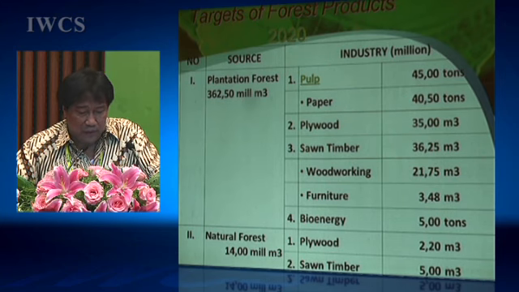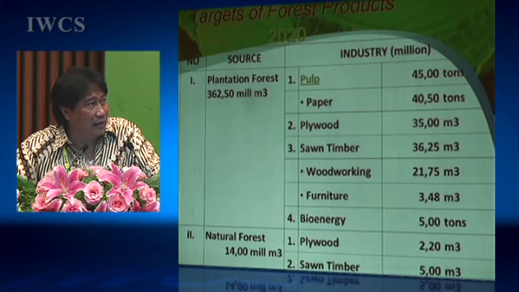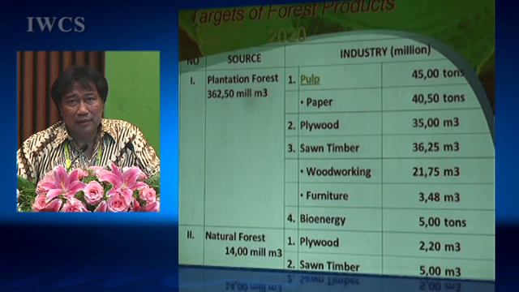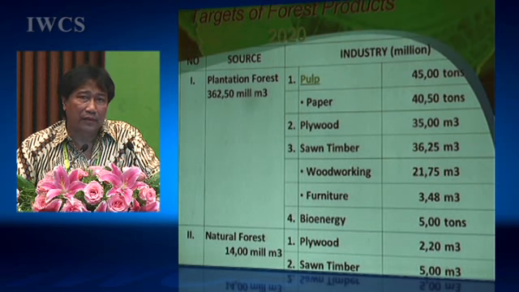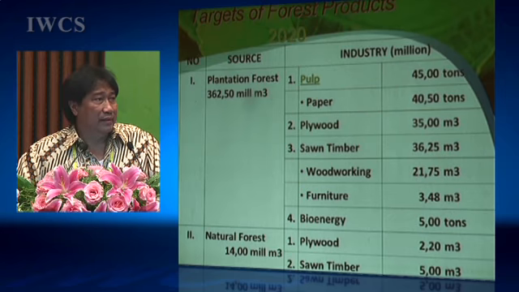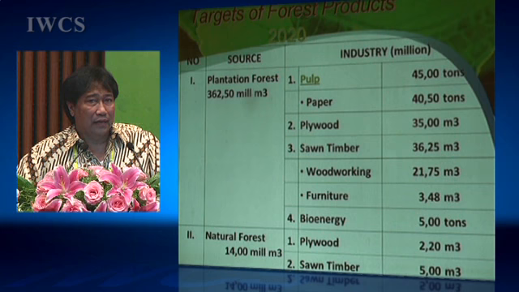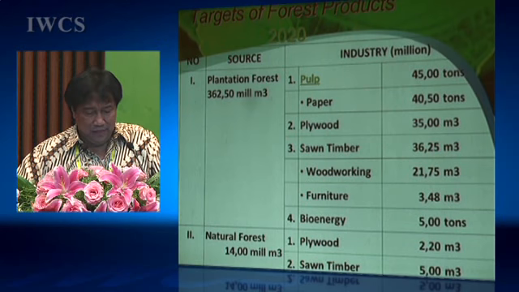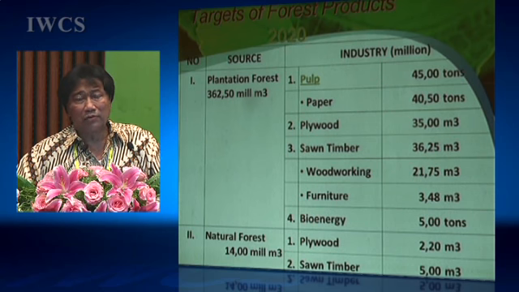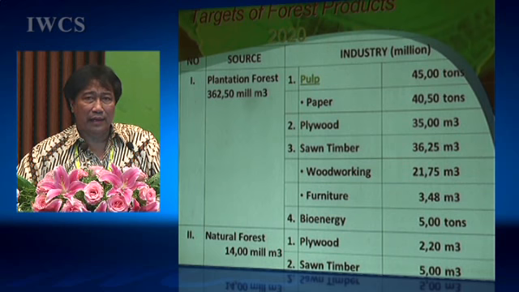The target of forest production in Indonesia in 2020. This is very important because this is the roadmap of the Ministry of Forestry of Indonesia. Plantation forest, we call it HTI. In Indonesia, we have a target to produce more than 360 million cubic meters. This is a big volume because now we only have less than 40 million cubic meters per year.